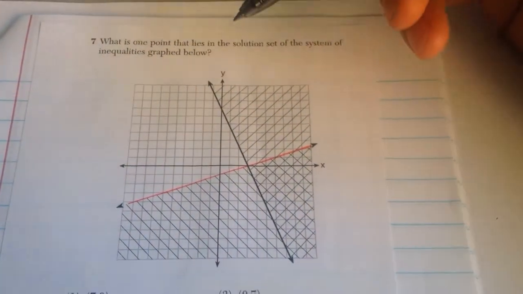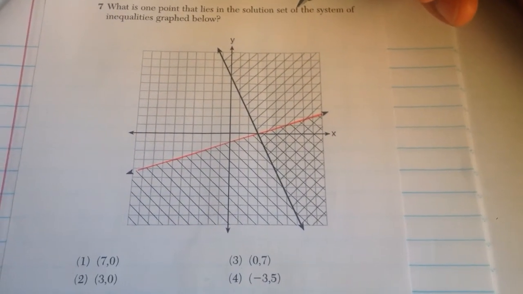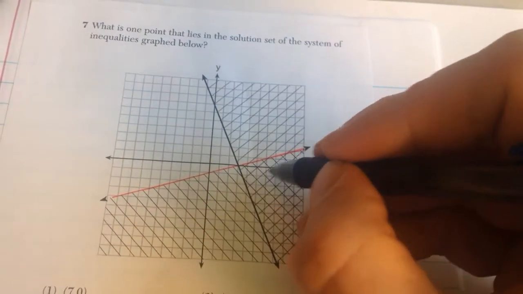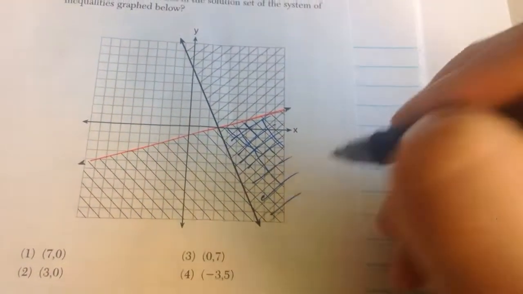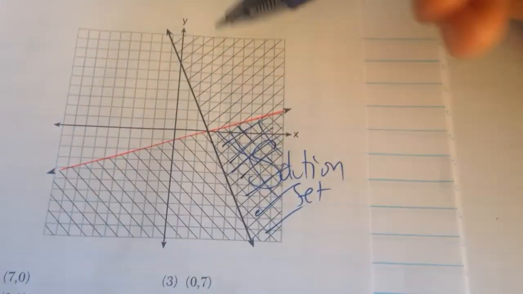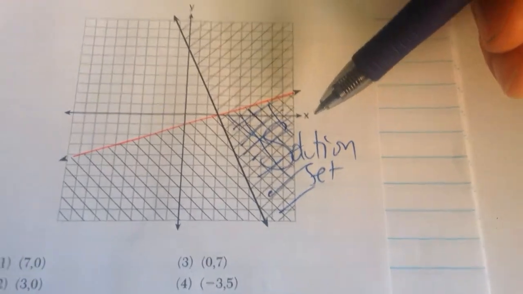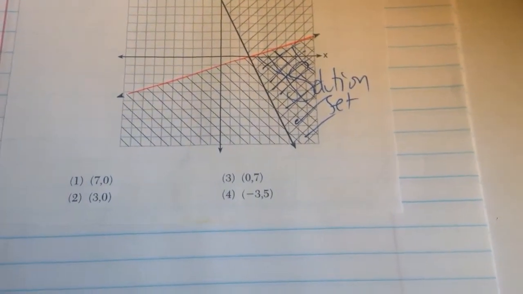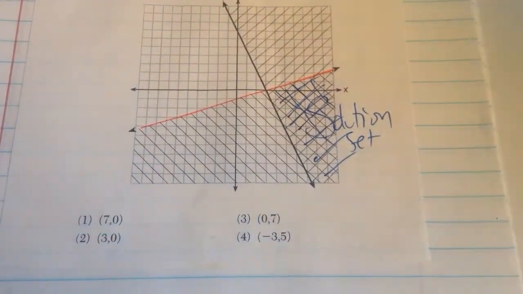Number 7 says, what is one point that lies in the solution set of the system of inequalities graph below? Now remember, in a system of inequalities, where these graphs overlap, where they have this checkerboard effect, is our solution set. This means any point in this checkerboard looking region is a solution. They don't give you the exact inequalities, that doesn't matter. So essentially what you're doing is trying to identify which of these 4 points occurs in this area.